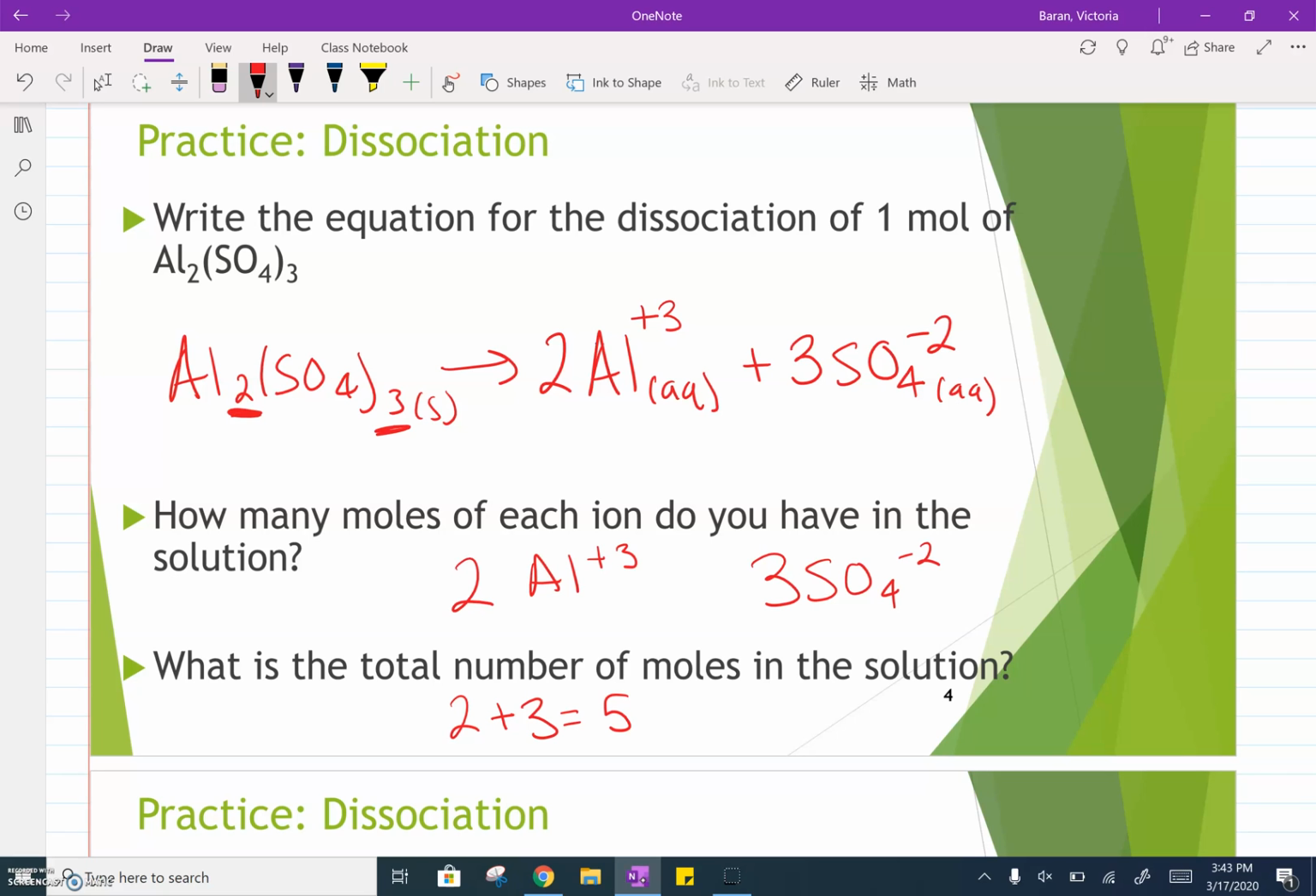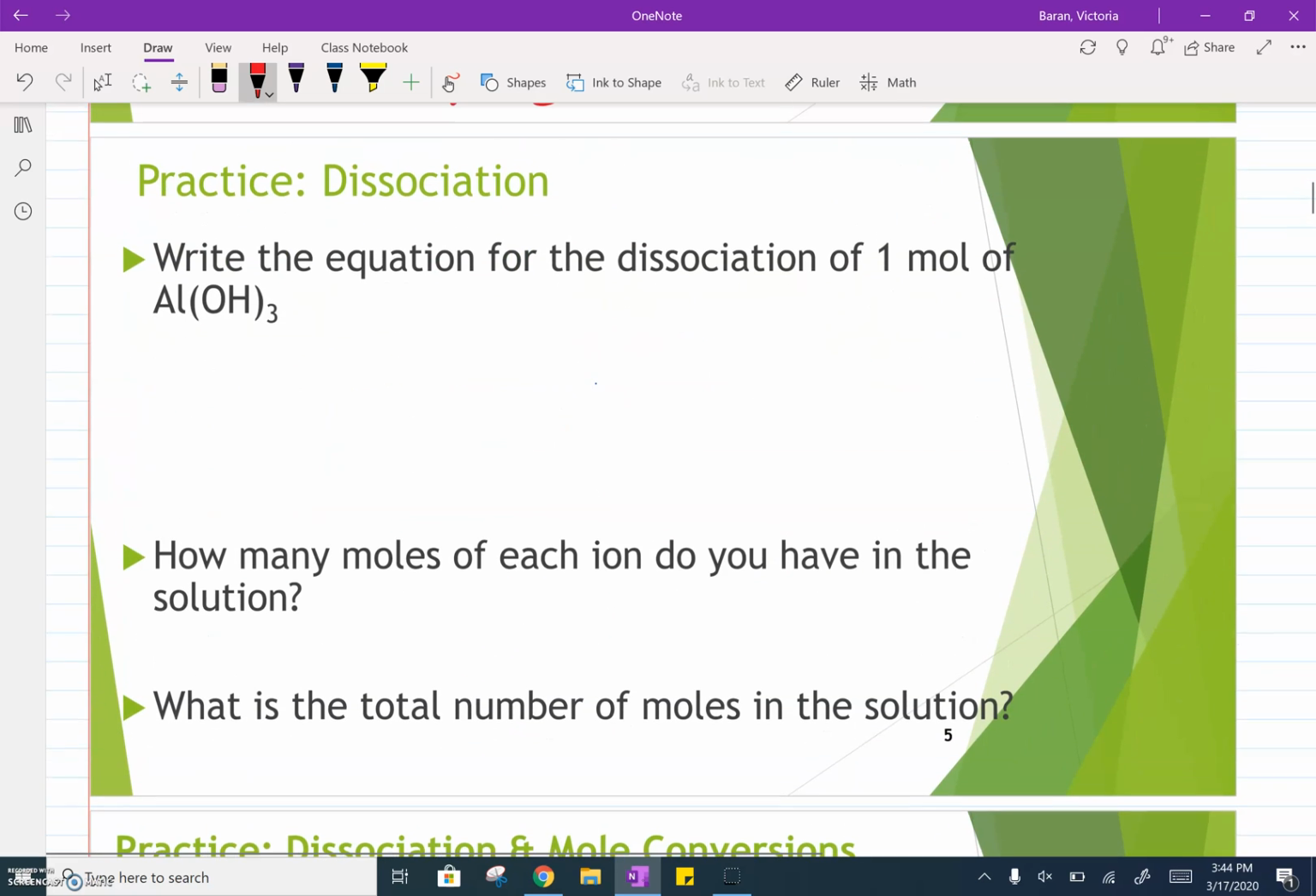So again, we're just identifying and writing the formula for disassociation. And again, those numbers in the front tell you how many moles. If we'd like, we can put a 1 right there. Very similar to what we did with writing chemical equations previously in the year. So we're going to do one more example for just writing out these equations.